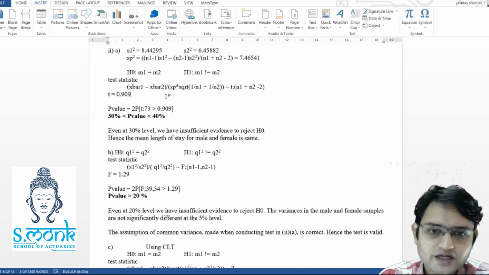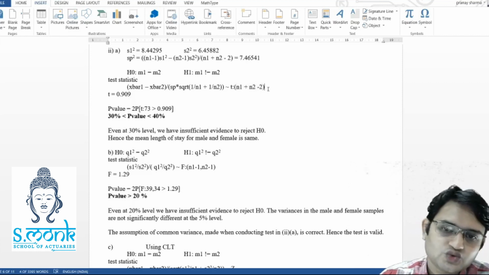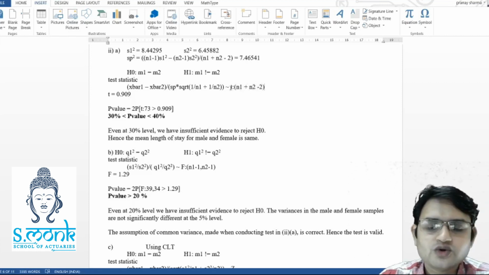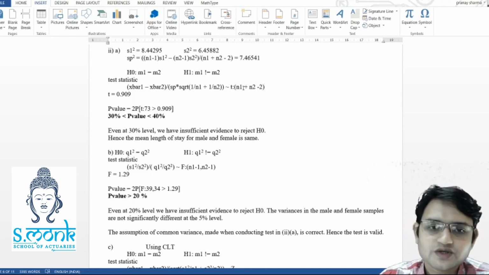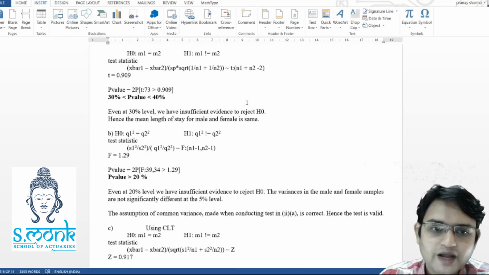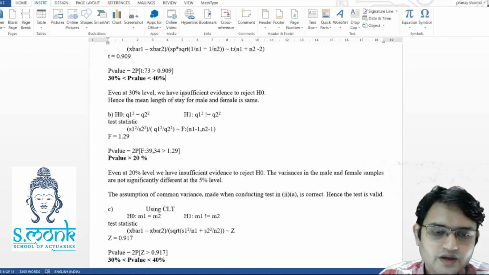So I've written here our t value after substituting. See, I've written here t colon, and then I have said what my degrees of freedom are, that is n1 plus n2 minus 2, all in brackets, because I do not want you to get confused that n1 is the degrees of freedom and then I'm adding something. So that is why everything is in brackets. Our p value, we know the p value formula.